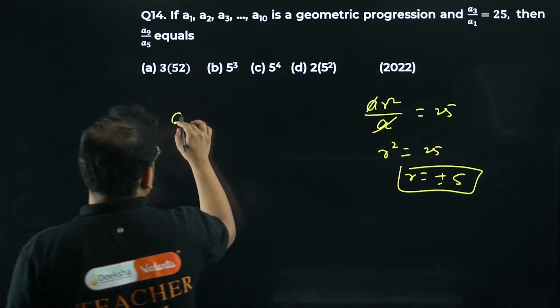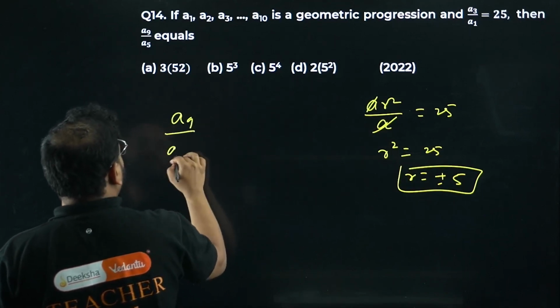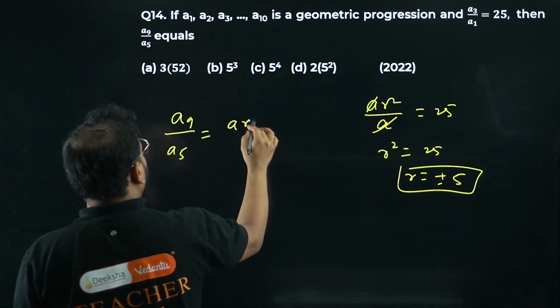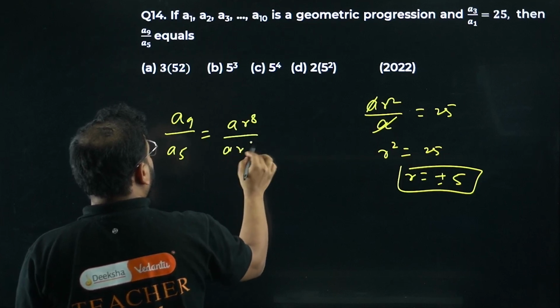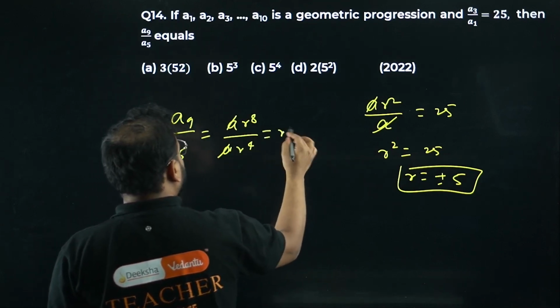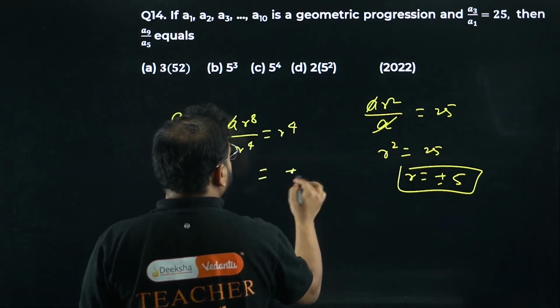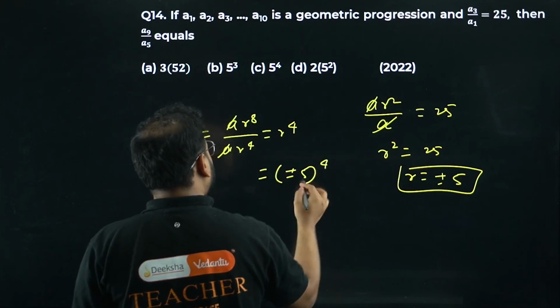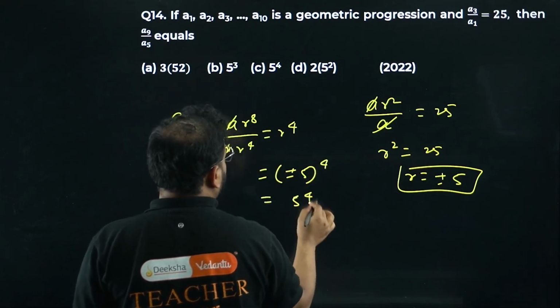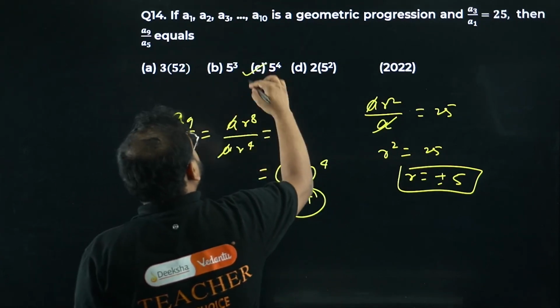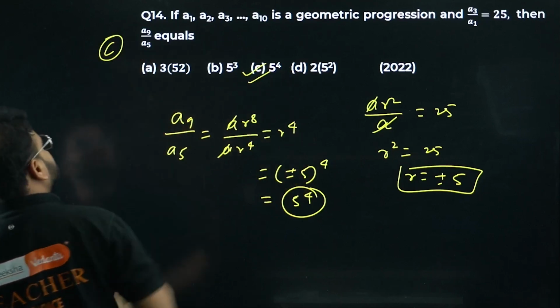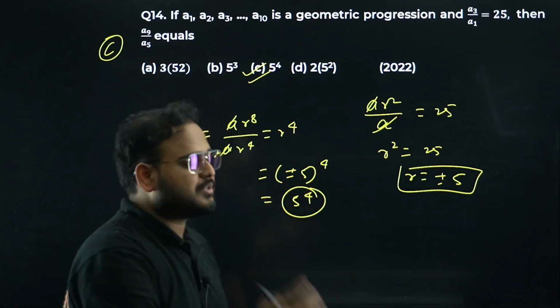A9 by A5. So A9 by A5 will become AR8 by AR4. A cancels, we get R power 4. What's the value here? Plus minus 5 power 4. Even power means simply 5 power 4. Option is C. 14th is done. Simple or not? Very simple, sir. 14th is done.